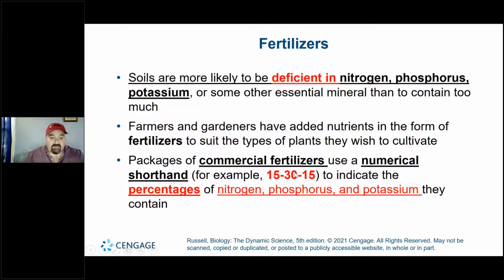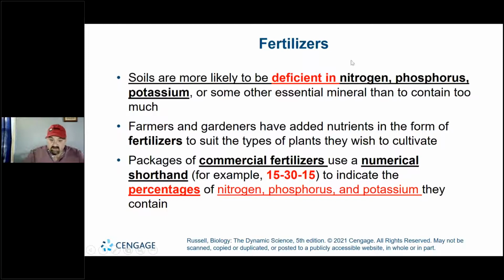That would be an important thing to know, because it's something you can carry with you, not only for the class, but also out in real life when you're trying to buy fertilizer, whether it be for your grass or your lawn, your house plants, or your garden. There are different combinations of these elements needed for proper plant growth. So you see here, soils are more likely to be deficient in nitrogen, phosphorus, and potassium.